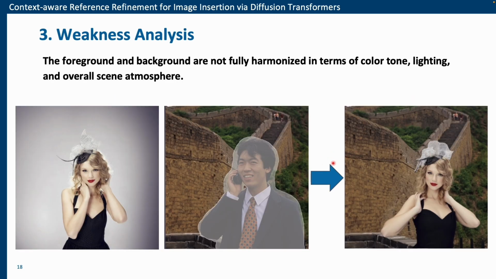Another weakness of this framework is that the foreground and background sometimes don't blend similarly, especially in terms of the color tone, lighting, and the overall atmosphere of the scene. As we can see in this example, the inserted object still retains the color and lighting from the reference image. The different color tone is clearly visible, making the inserted object look unnatural against the background.